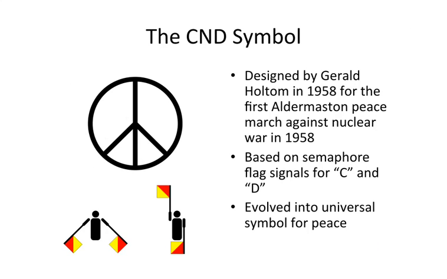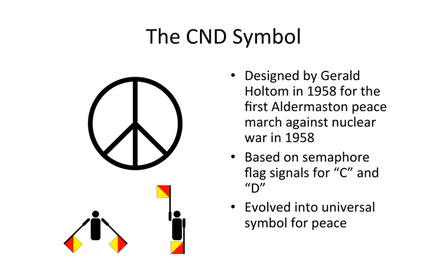A special note about the Campaign for Nuclear Disarmament comes in the form of the creation of this symbol. And this symbol, which is now a universal symbol for peace, was actually commissioned by the CND, the Campaign for Nuclear Disarmament, and was designed by Gerald Holtham in 1958. Basically the CND wanted a symbol to use for a peace march that could be a rallying point, an easily recognizable symbol of their principles and what they stood for.